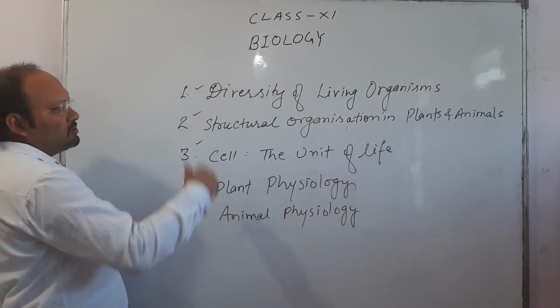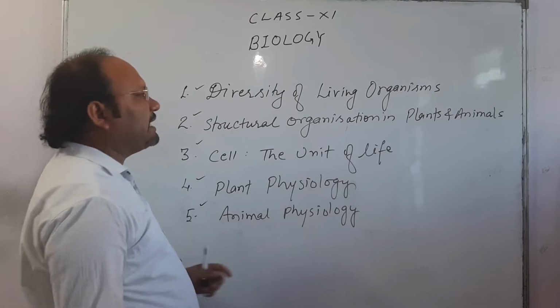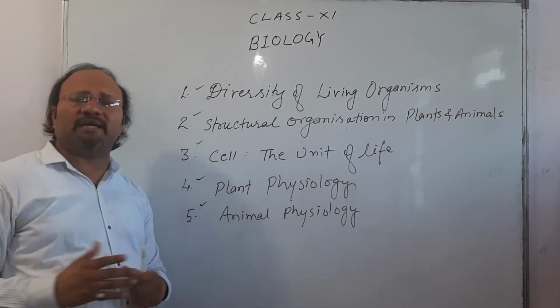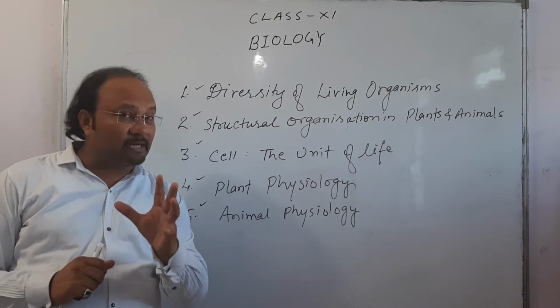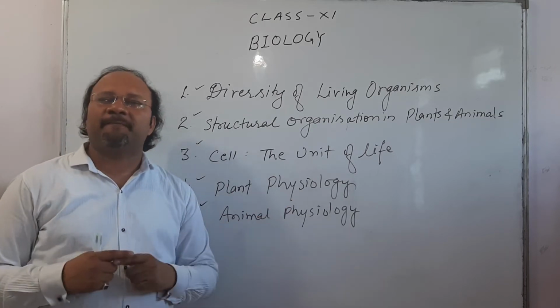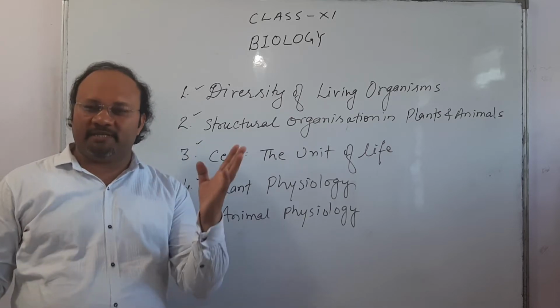So we talk about the different units. First unit is about the diversity of living organisms. Dear children, just recall class 9th. We had a chapter where we talked about the 5 kingdom concept: Monera, Protista, Fungi, Plantae and yes, Animalia.